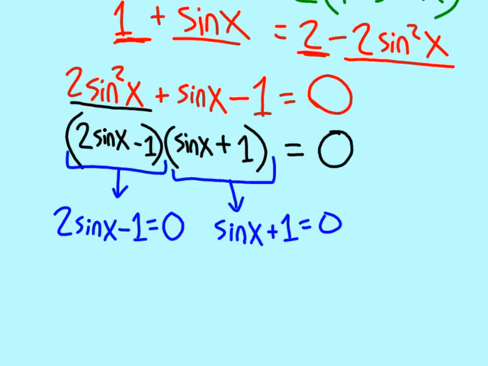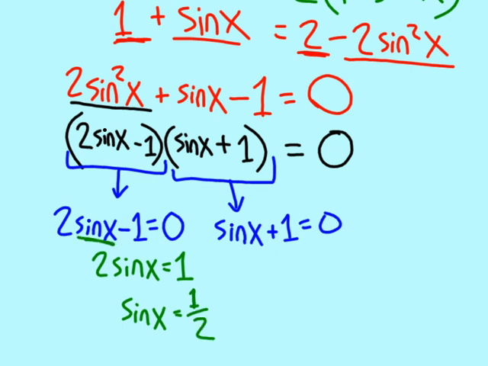So let's start with the one on the left. 2 sine x minus 1 equals 0. I'm going to solve that fairly quickly. In general, you want to start by just getting the trig term by itself. So get the sine of x all by itself. And when you look at that, sine of x equals 1/2. We recognize that as one of our special trig ratios.